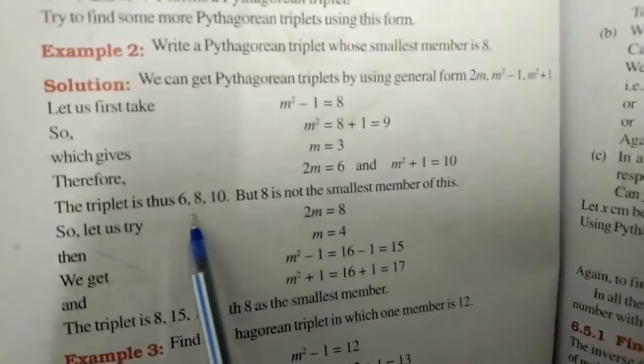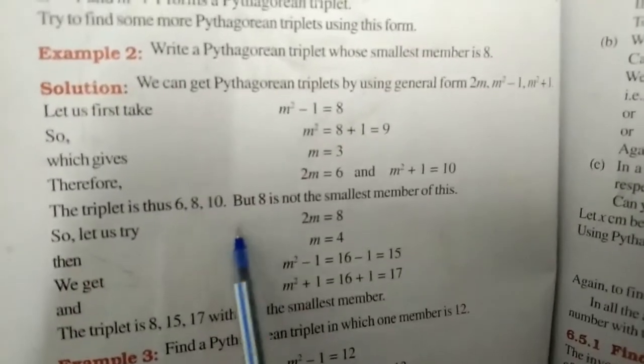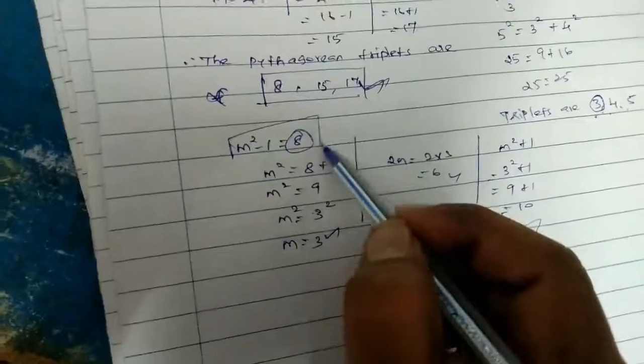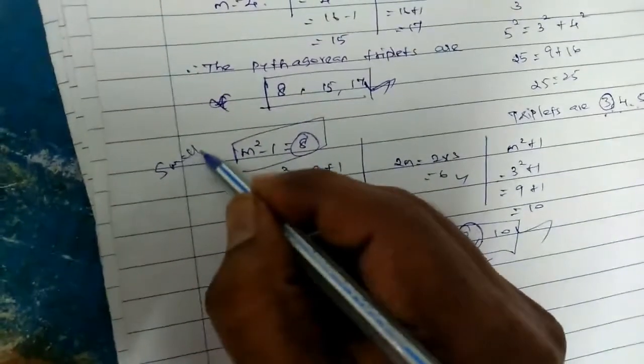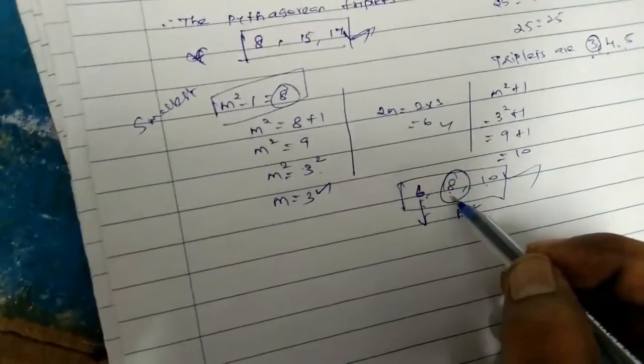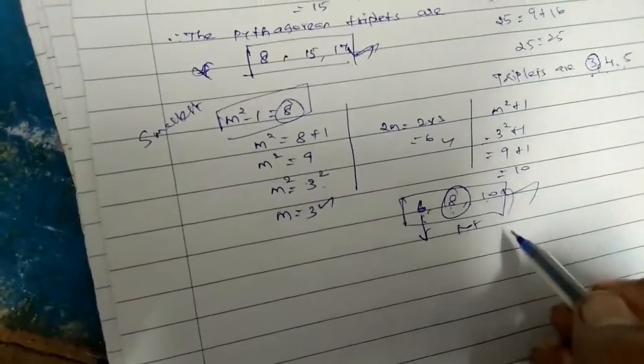That's why it's given m squared minus 1. If you consider the answer 6, 8, 10, 8 is not the smallest number of this. We tried m squared minus 1 equals 8, and got the answer 6, 8, 10. 6 is the smallest number, but 8 is not the smallest. So according to this problem, we have the answer 6, 8, 10, but 6 is the smallest one, not 8. So it's not a correct answer for this question.